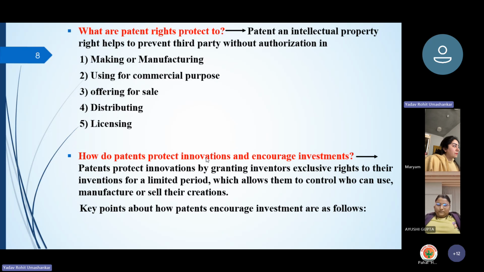So here the other point is how patents protect innovations and encourage investments. The question arises: why is the patent term associated with the invention? It grants some rights to your invention, but the purpose of that is to encourage investments, or the investors to see in you. So how do they do it? To protect inventions by granting inventors exclusive rights to their invention for a limited period. There is some period. So we will see the key points, how patents encourage investment.